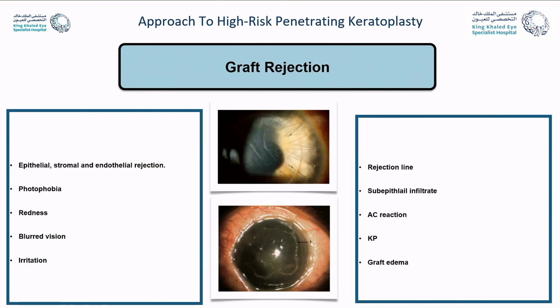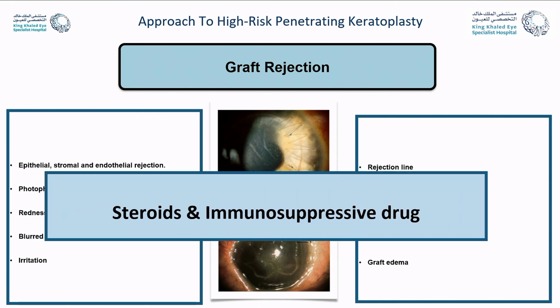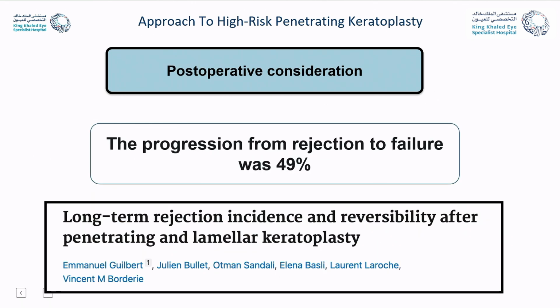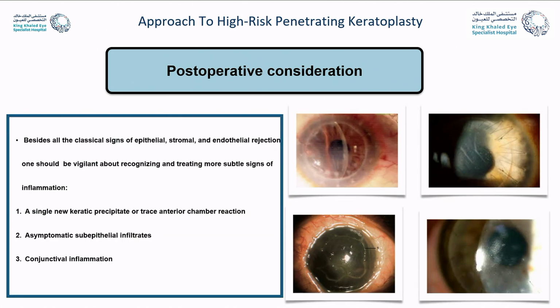However, graft rejection is more of an immune phenomenon where the patients tend to present with redness, blurred vision, photophobia, epithelial, stromal, and endothelial rejection signs, and irritation. And they may present with rejection lines, subepithelial infiltrate, AC reaction, KP, and graft edema. And the treatment here is different. The treatment here is steroids and immunosuppressive medication. So the progression from rejection to failure may reach up to 49%. It depends on what study you look at.